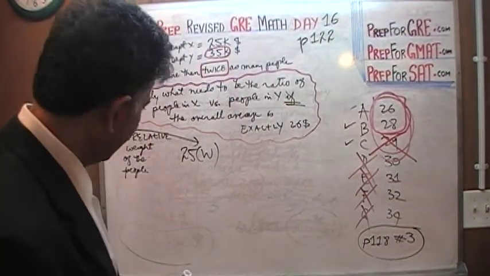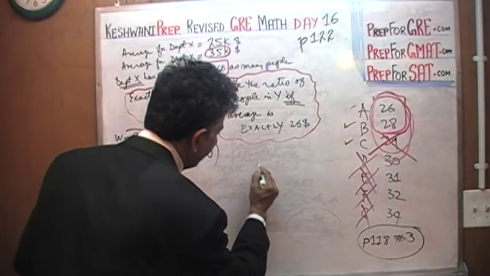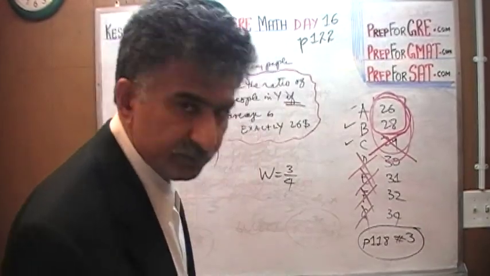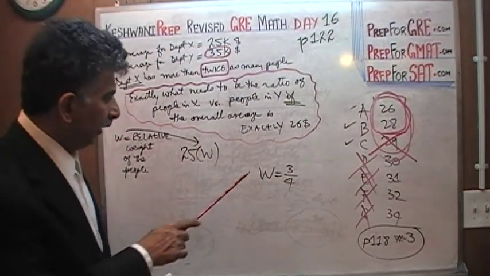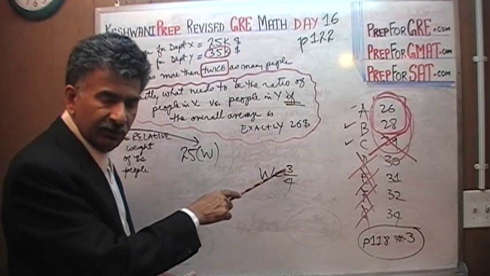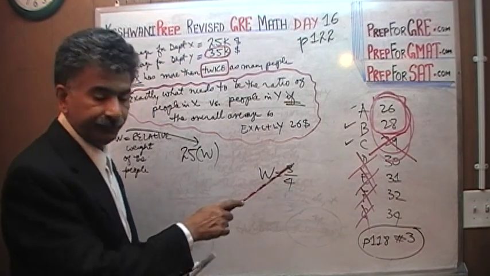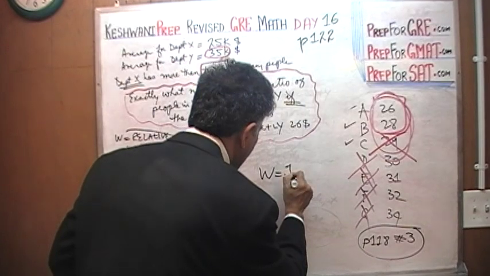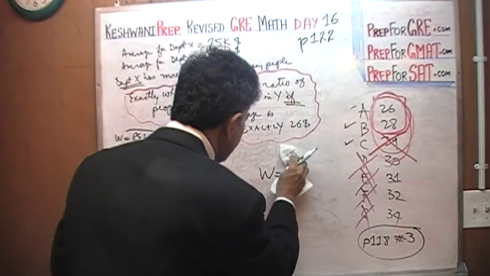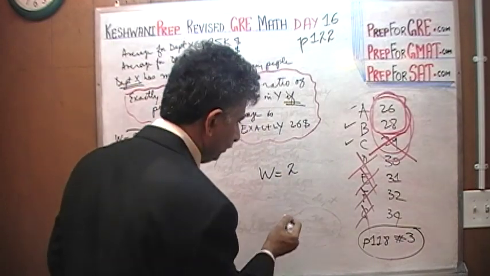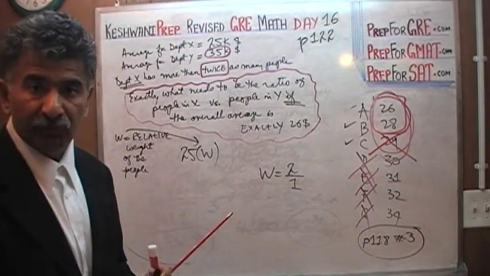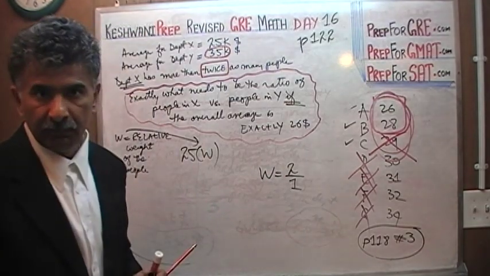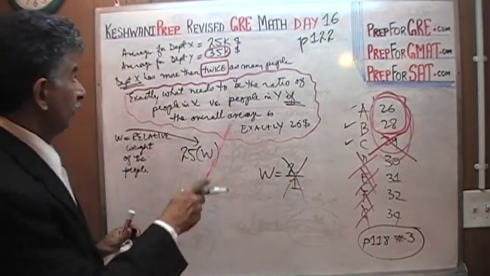For example, let me explain to you before we actually solve for W. Let's say, for example, if W turns out to be 3/4, listen very carefully, what it will tell us is that for every 3 people that we have in Department X, we have 4 people in Department Y. If W turns out to be 2, which is the same as 2 over 1, this will tell us that for every 2 people in Department X, we have 1 person in Department Y.